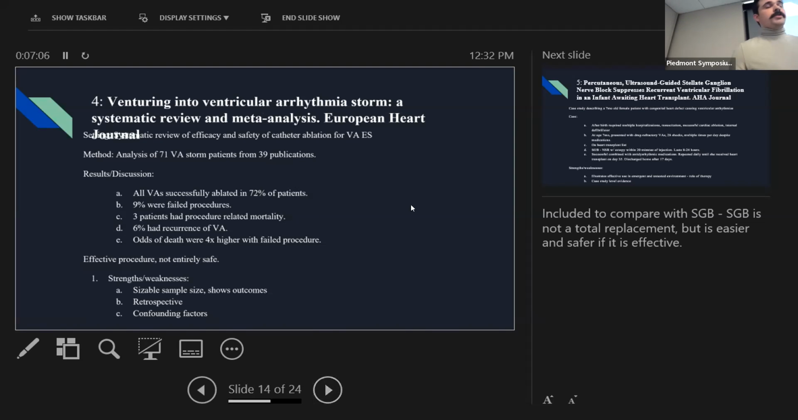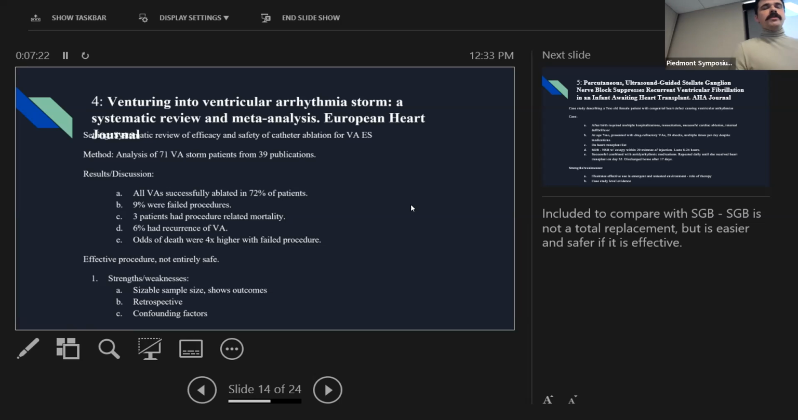My fourth article was published in the European Heart Journal. It was a meta-analysis and systematic review of 71 patients that received a cardiac ablation, that procedure we talked about earlier in the cath lab. This is just to compare to the nerve block that I'm presenting today.